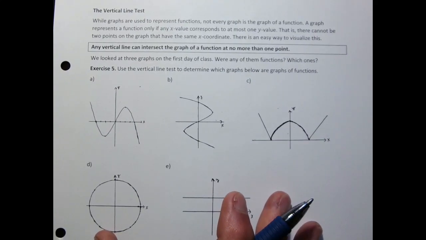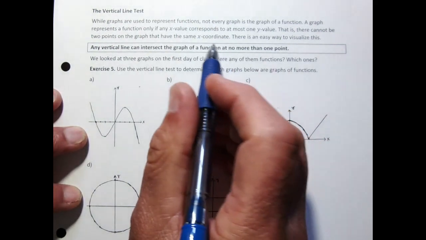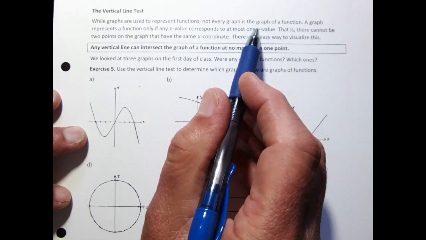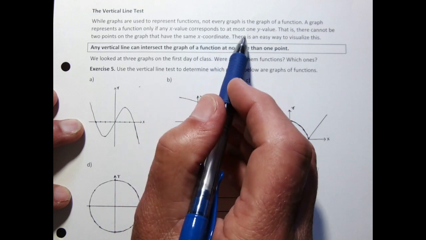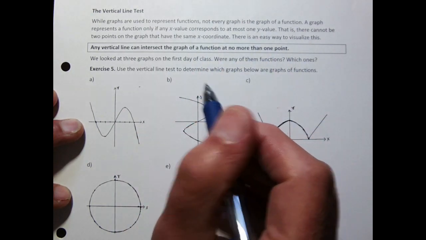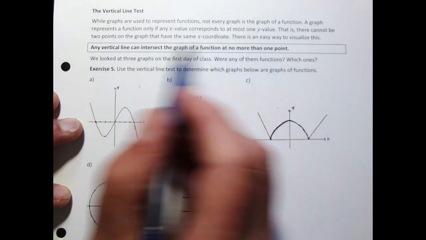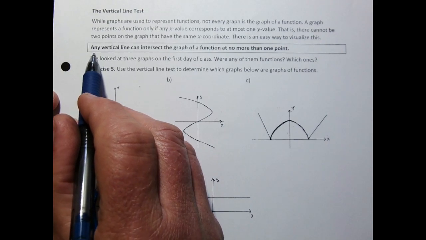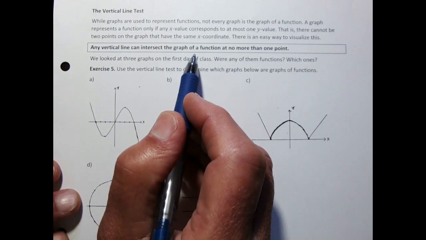We're next going to talk about something called the vertical line test. The vertical line test is a powerful tool for deciding whether a graph is the graph of a function or not. So not every graph is the graph of a function. A graph represents a function only if any x value corresponds to at most one y value. That is, there cannot be 2 points on the graph that have the same x-coordinate. And there's an easy way to visualize this. It's called the vertical line test. Any vertical line can intersect the graph of a function at no more than 1 point.